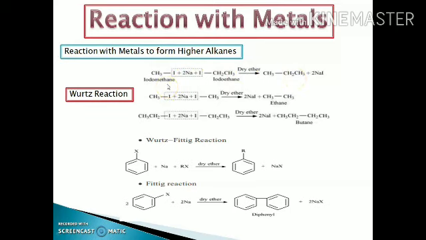Like in case of iodomethane and iodoethane, on reaction with sodium metal in the presence of dry ether they give propane as a product, and methyl iodide reacting with methyl iodide with sodium metal gives ethane as a major product. Similarly, iodoethane on reaction with sodium metal gives butane as a major product. Why do we use dry ether in this reaction? Because sodium metal is highly reactive in aqueous solutions.